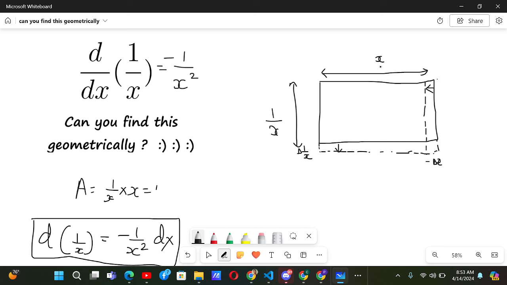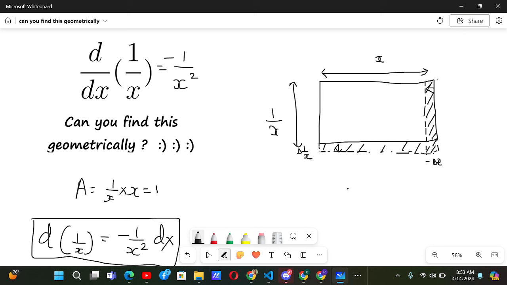Because the area has to be constant. The area just has to be 1 square unit. So to conserve the area, if we increase the 1 by x side, the x will decrease. Now also observe that this increased area over here and this decreased area over here have to be equal.